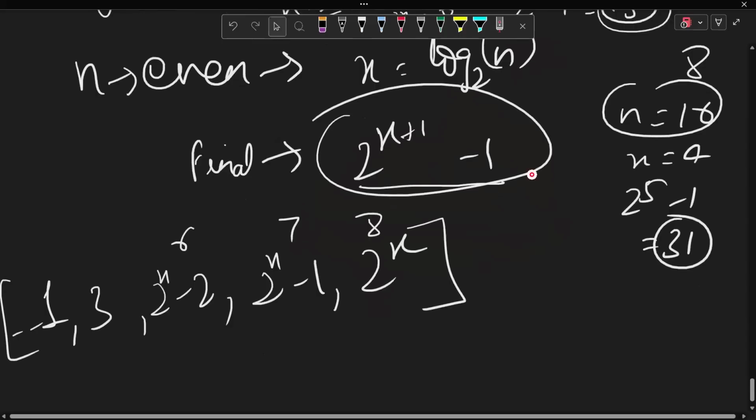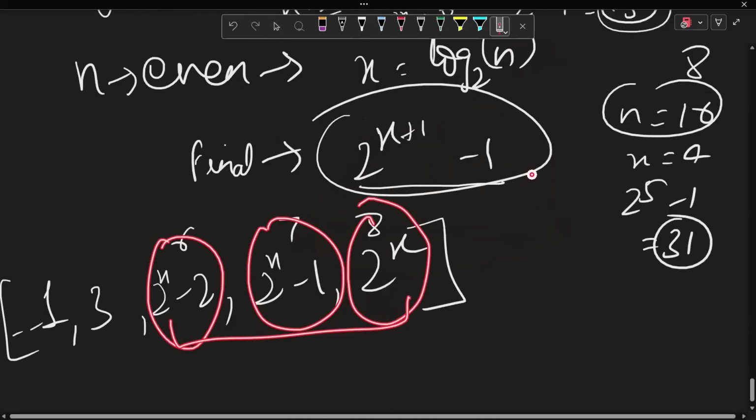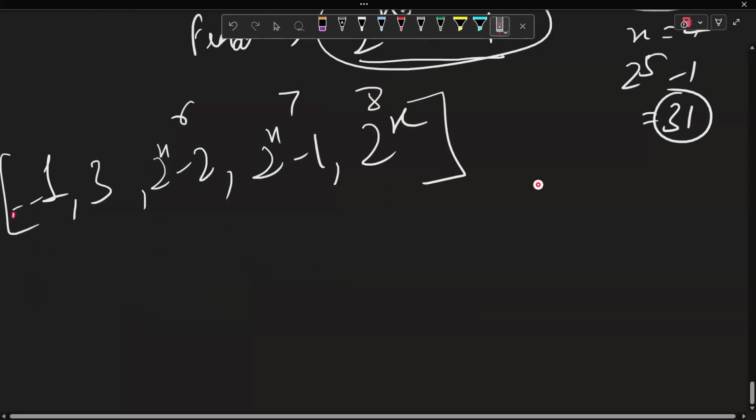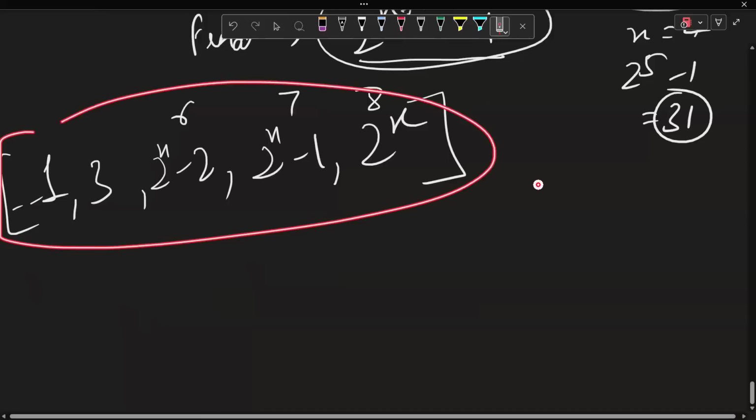To make this, at the end we have to use 2 to the power x, 2 to the power x minus 1, and 2 to the power x minus 2. These three would be used to finally make 2 to the power x plus 1 minus 1. And before that, 1 and 3 to set the ones bit. And before that, just put all the numbers in any order. Okay, so this is going to be my algorithm to solve the problem for even n.